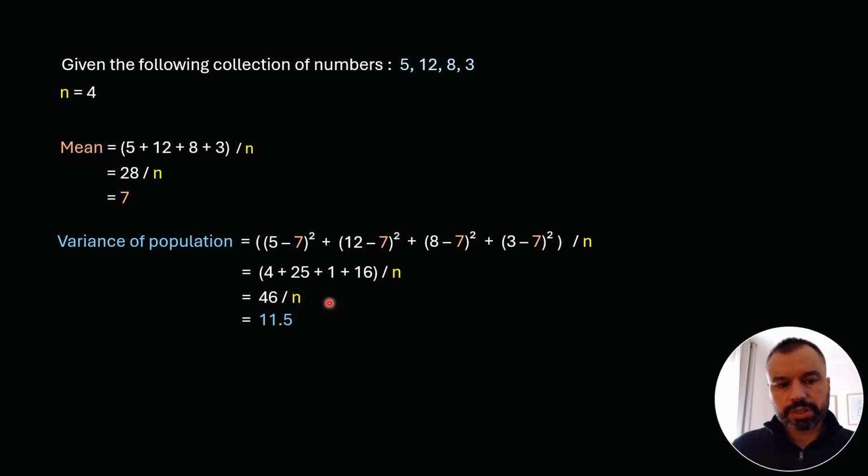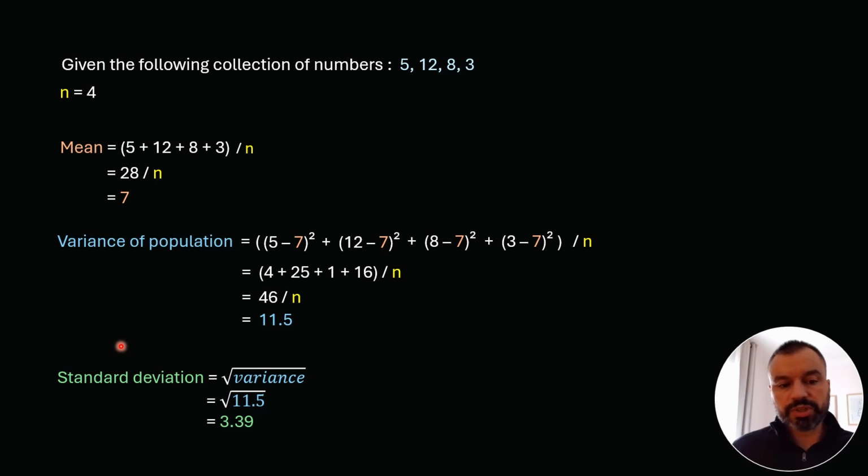So this gives us 46 divided by n, which is equal to 11.5. 46 divided by 4 is 11.5. This is how we calculate the variance of a population. And as you may have guessed, we need to calculate the mean first, because we need a mean to calculate the variance.